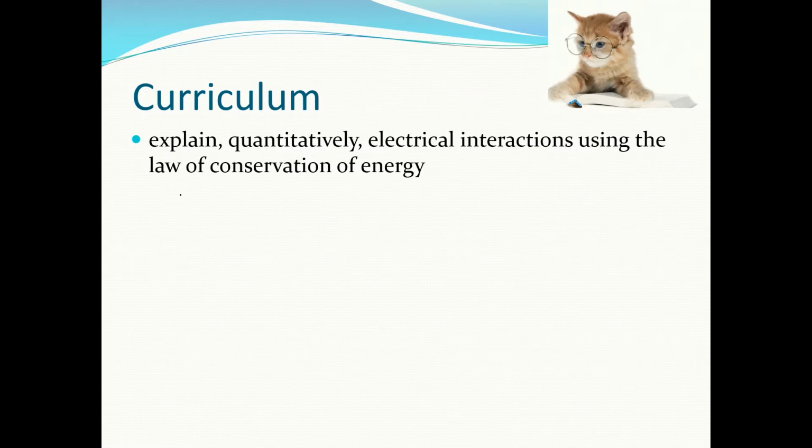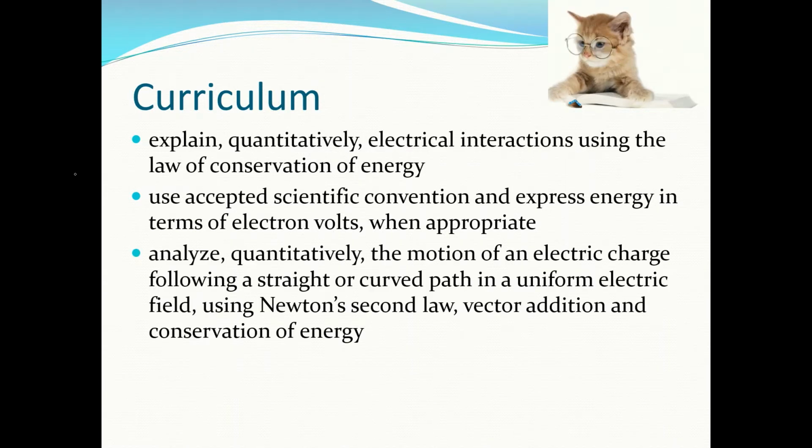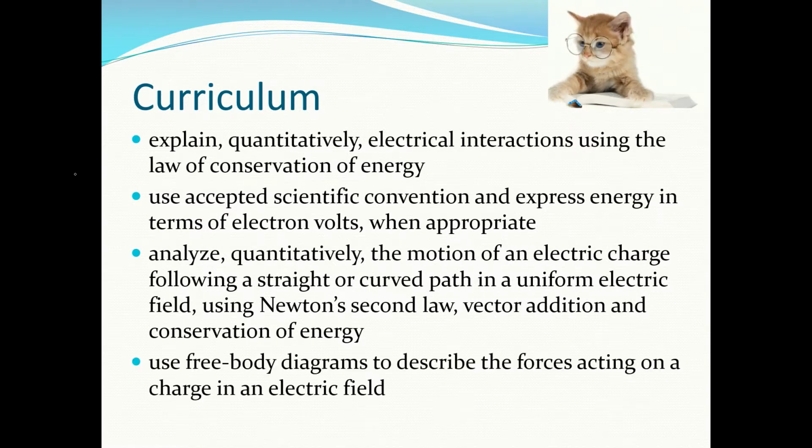Explain with numbers electrical interactions using law of conservation of energy. Use accepted scientific convention like electron volts when appropriate. Analyze with numbers the motion of electric charge following a straight or curved path using Newton's laws, vector addition, and conservation of energy. So that's like projectile motion stuff. And use free body diagrams to describe forces acting on a charge in an electric field. So that's what we're going to do.